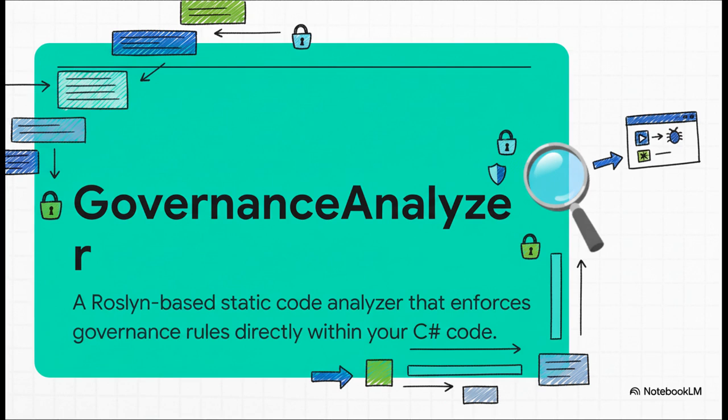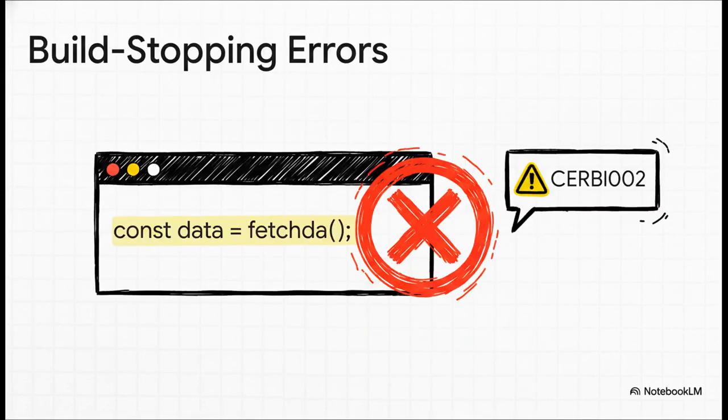And listen, this is not just a polite little suggestion. We're talking about build-stopping enforcement. As a developer, the feedback is immediate. Forget to add a required correlation ID? Boom, that's CRBI01, your build fails. Accidentally tried to log a password field? Nope. CRBI02 stops you right there. That feedback loop is instant, and it prevents those mistakes from ever leaving your machine.